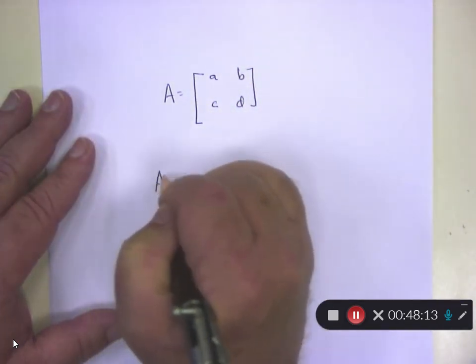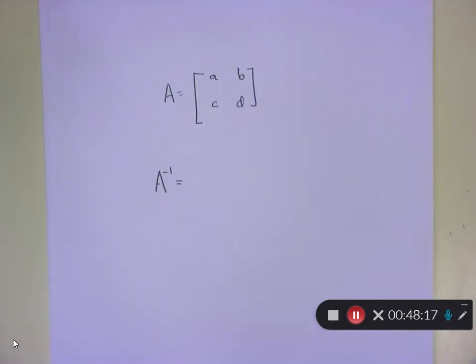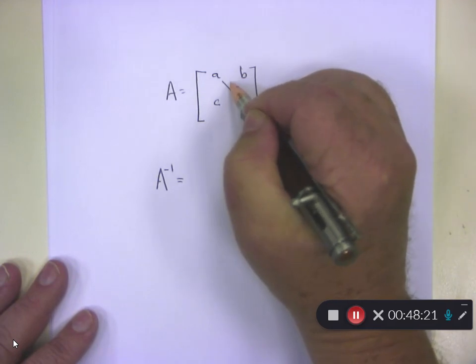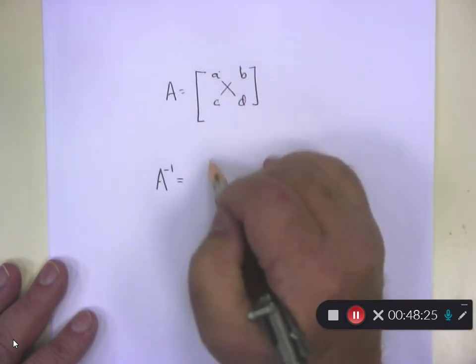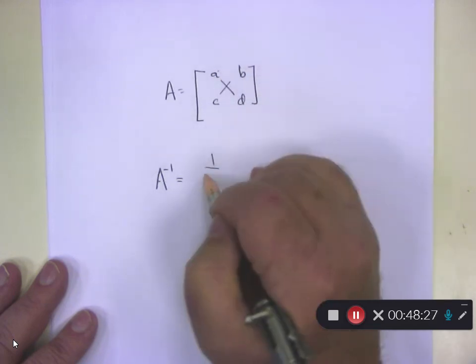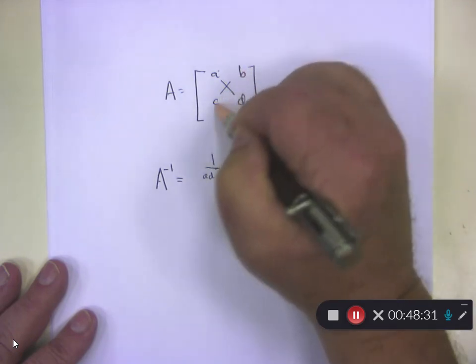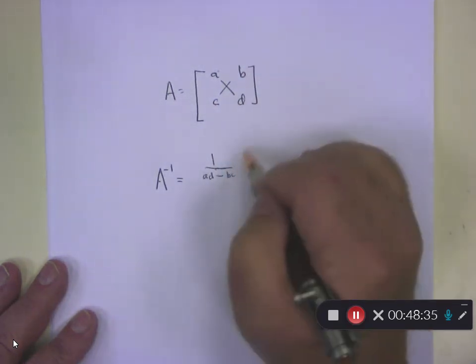Let me talk about what A inverse is going to be. There's a scalar constant you pull out front. You multiply the main diagonal minus the off diagonal, okay? A times D, and it's going to be 1 over A times D, you do the main diagonal first, minus the off diagonal, B times C. That becomes the scalar out front.